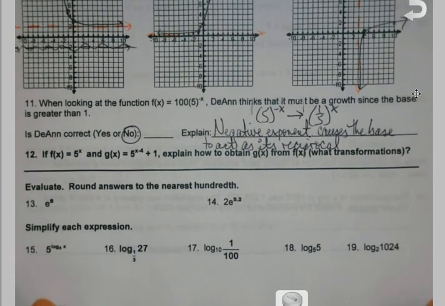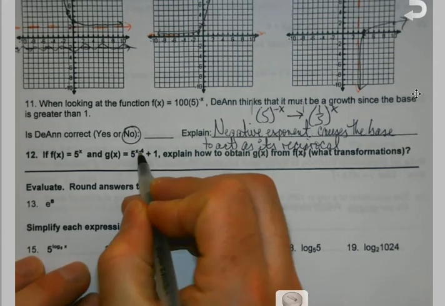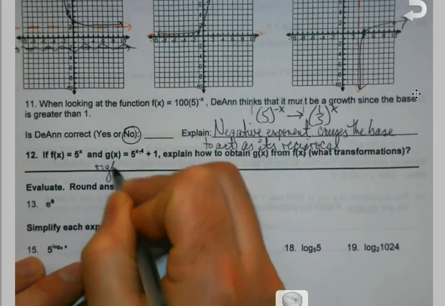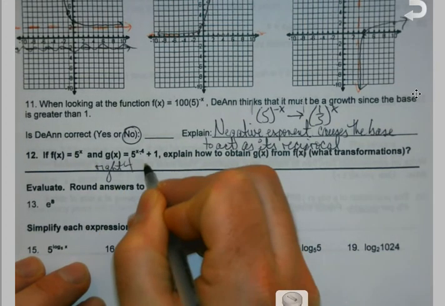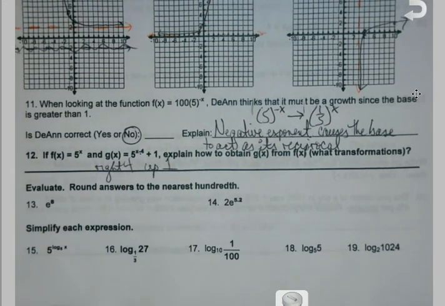12, if f of x equals 5 to the x and g of x is 5 to the x minus 4 plus 1, explain how to obtain g of x from f of x. What are the transformations? What are the shifts? Opposite of up there, which should be right 4. My 1 on the end is my up and down, so up 1.